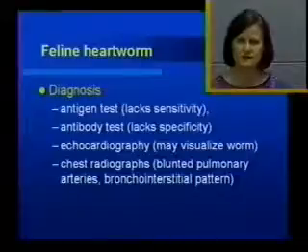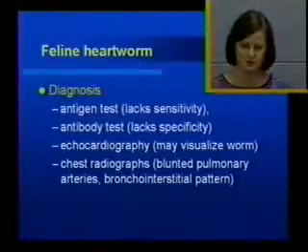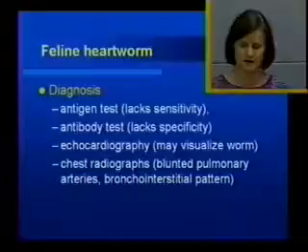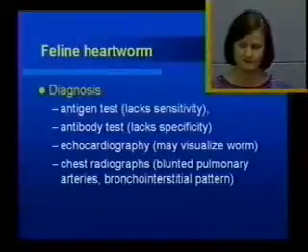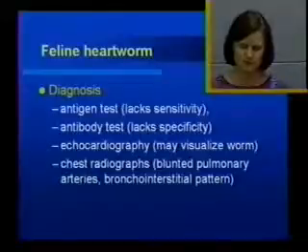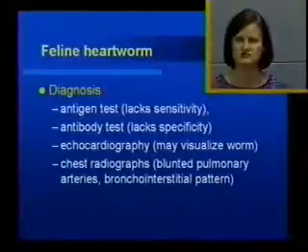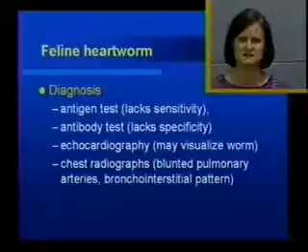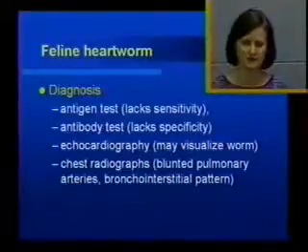Echocardiography is very useful. In more than half of cats that are infected, we can actually see the heartworms on the echocardiogram, and that confirms infection. And chest radiographs are often very useful. We may see blunted pulmonary arteries or bronchointerstitial pattern, but we never expect to see cardiac enlargement like we do in the dog.